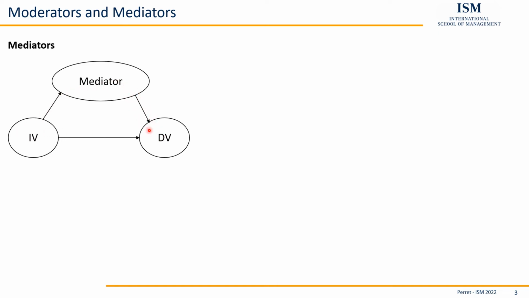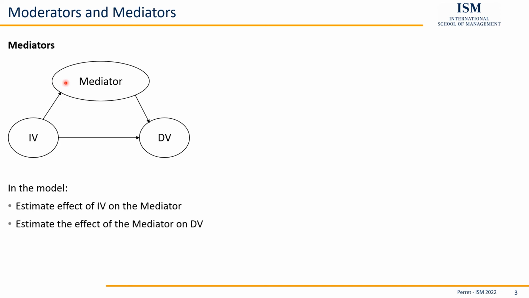So like this. If we want to include this into a model, well, first we estimate our effect from the IV on the mediator, this part here. Then we estimate the effect from the mediator on the dependent variable. So we have this part. If we multiply these two, what we get is the effect, the mediating effect. So this indirect effect here. And then we only have to check whether this is significant.